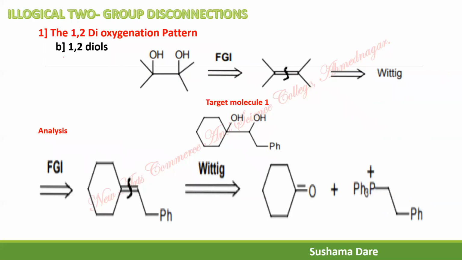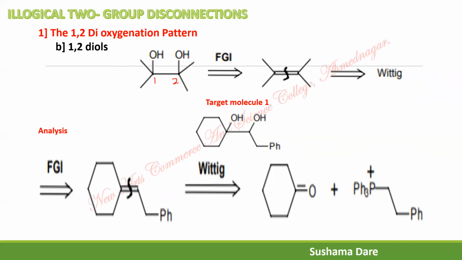Now the next subpoint, under the heading of 1,2 dioxygenated pattern, is 1,2 diols. Look at this, number 1, and this is number 2. So again, the main heading is the same, 1,2 dioxygenated pattern, but in the previous example there is a carbonyl group. Now instead of the carbonyl group, the other group is again the hydroxy functional group. So which relation is there? It is a 1,2 diol.